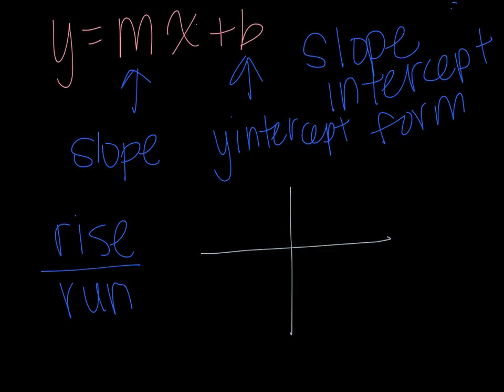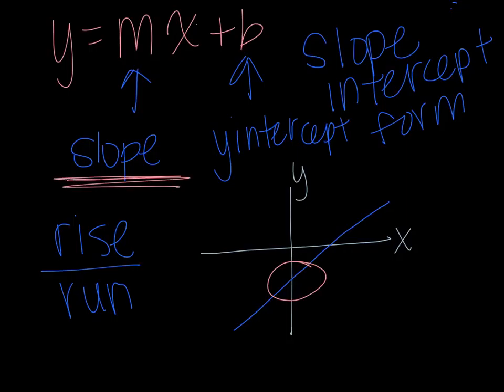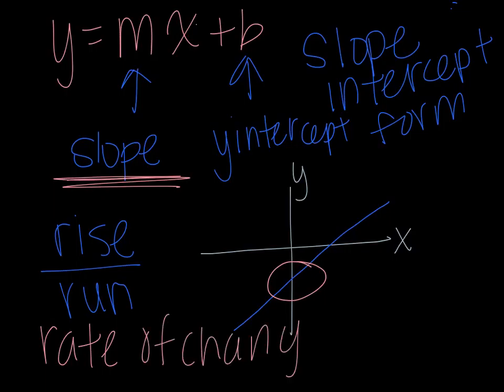So if we had our graph, this point right here, where the blue line crosses the y-axis, that's your y-intercept. Another word for slope, which we mentioned earlier, is rate of change. So if you hear slope, rise over run, or rate of change, they all mean the same thing.